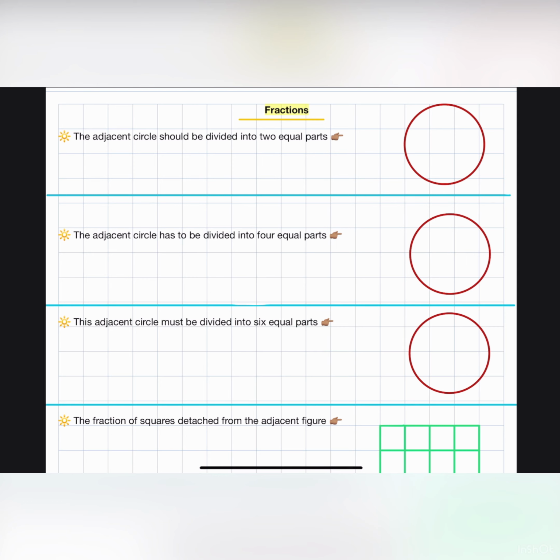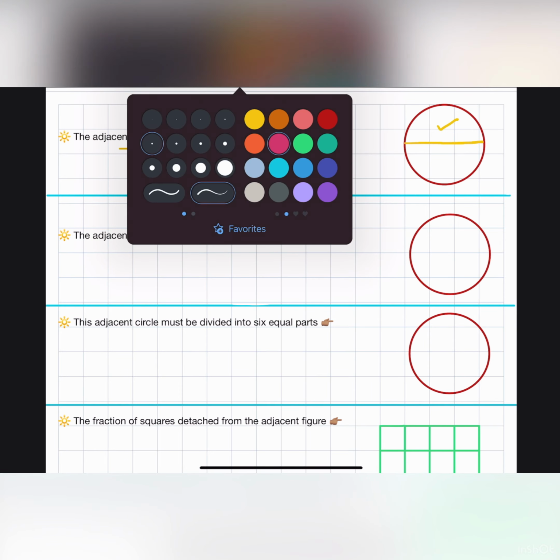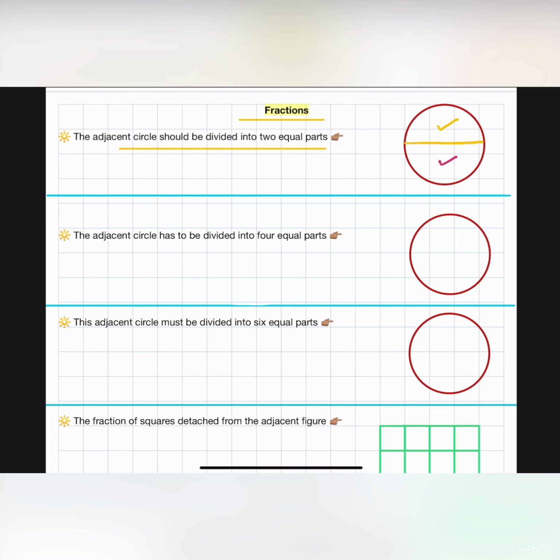The adjacent circle should be divided into two equal parts. Okay, let us divide this into two equal parts. Now each part, this part, and the other part, that is this part. Each part is one part out of two parts. So half. Each part is half of the whole. So this is nothing but a fraction.